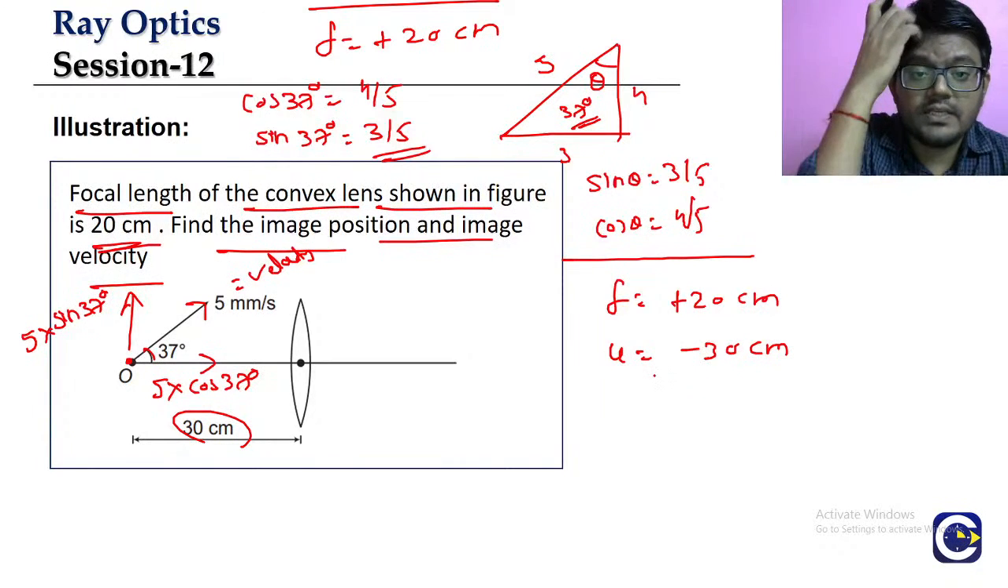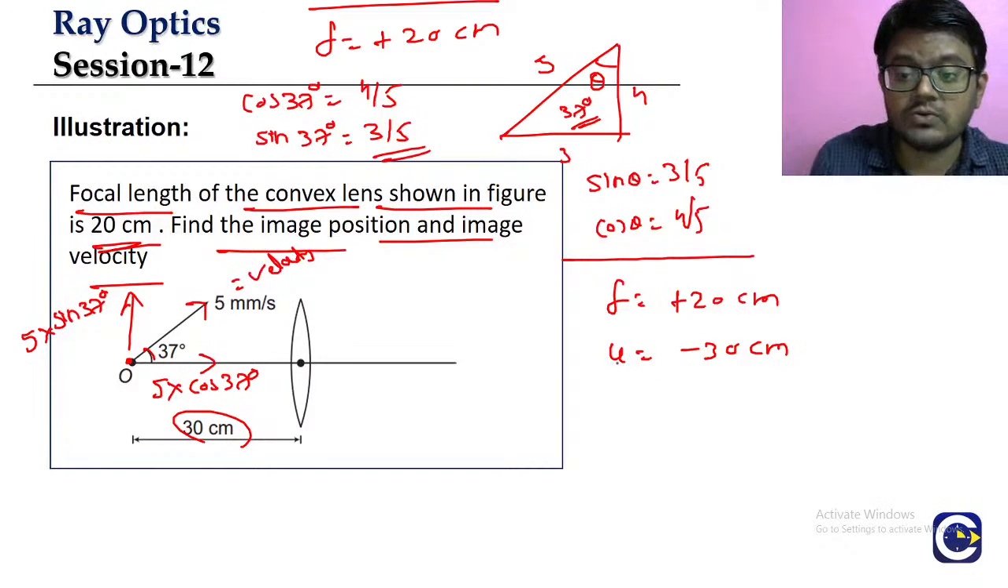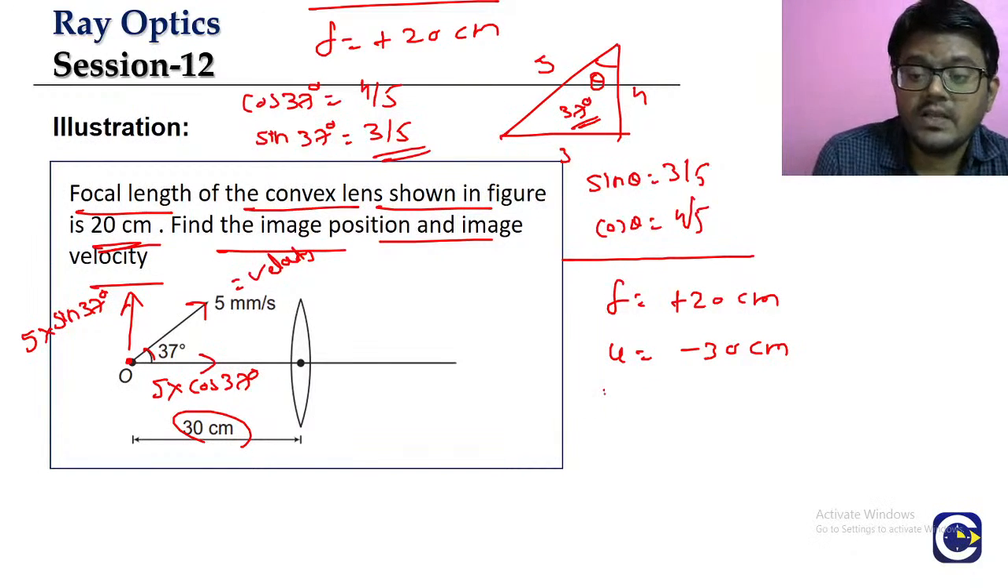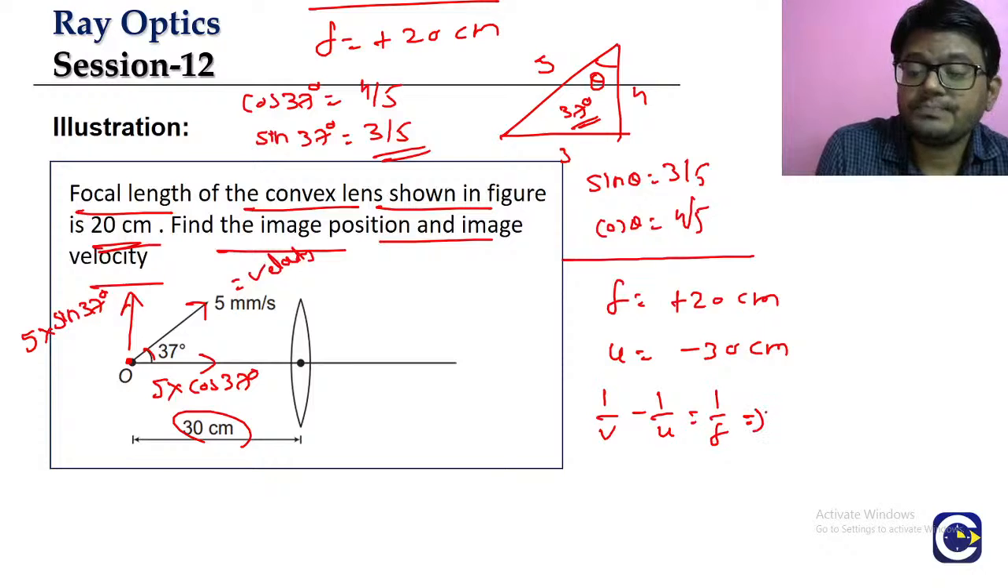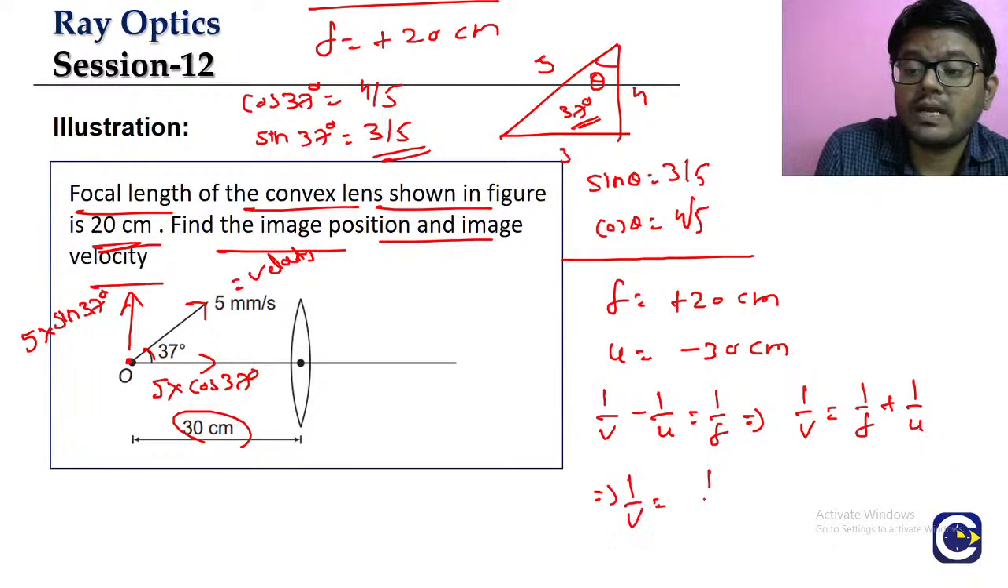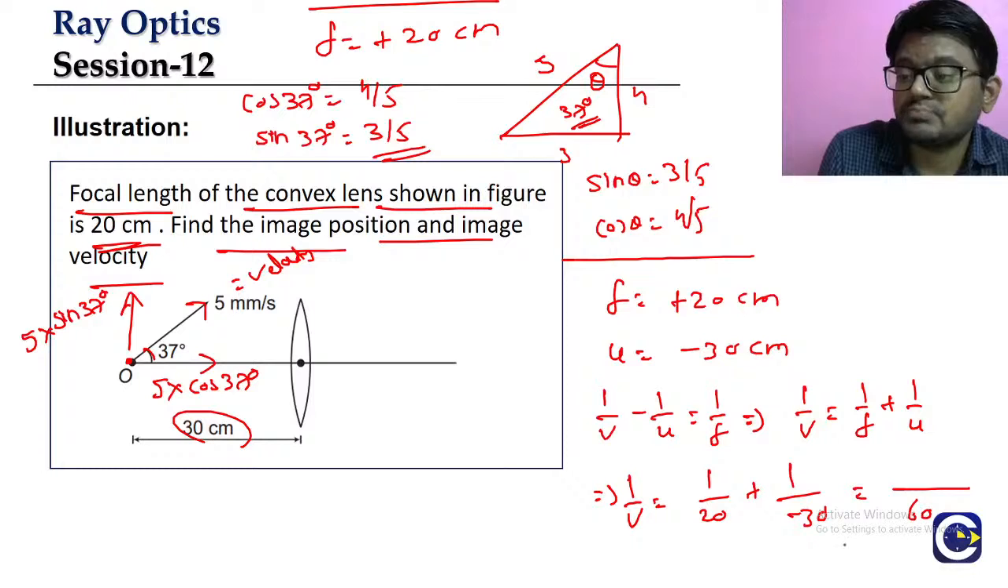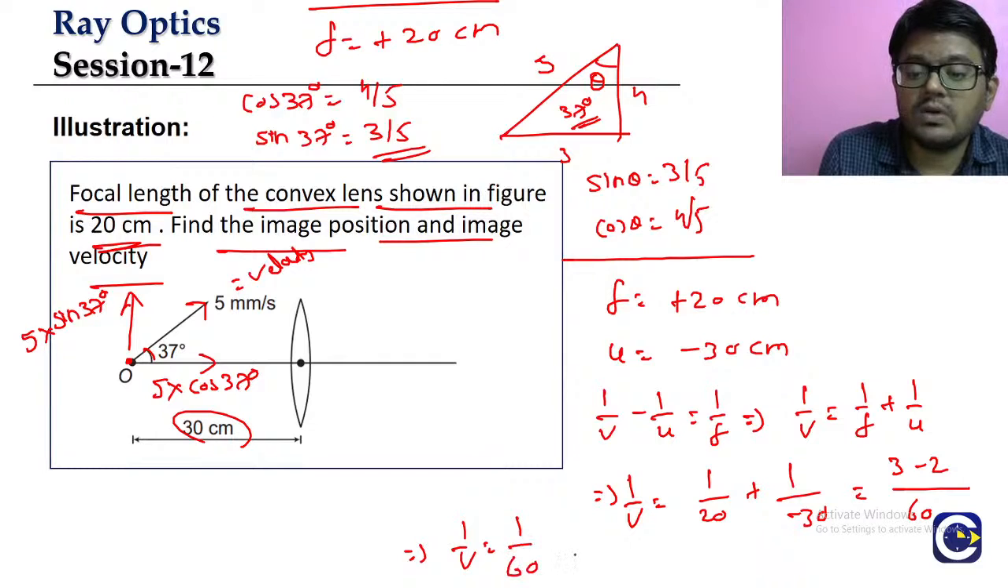From here we have to get the first image position, right? So we have to use the lens equation. What is the lens equation? 1 by v minus 1 by u is equal to 1 by f. So 1 by v is equal to 1 by f plus 1 by u. So 1 by v is equal to 1 by 20, and u here will be minus 30. If we take an LCM, it will be 60, 3 minus 2. So we'll have 1 by v equal to 1 by 60, which means v is equal to plus 60.